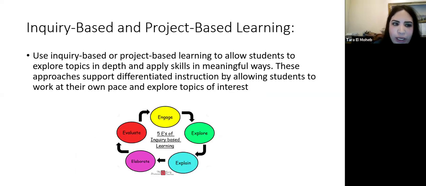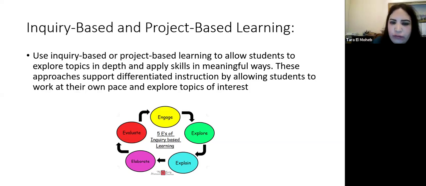Inquiry-based, project-based learning. Use inquiry-based or project-based learning to allow students to explore topics in depth and apply skills in meaningful ways. For example, first they can do the engagement, where they engage in the material. This is where they warm themselves up. Explore, explain, where you as teachers explain the material for them. Elaborate, let them elaborate on the material. And evaluate, last but not least, let them evaluate their skills using a rubric chart.